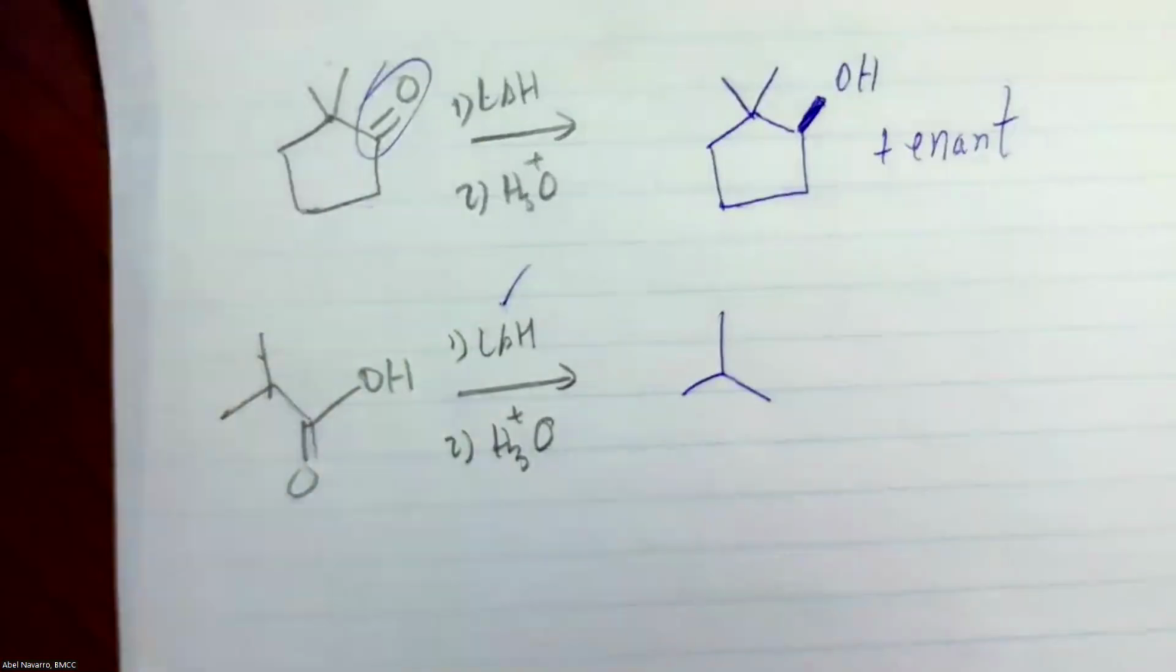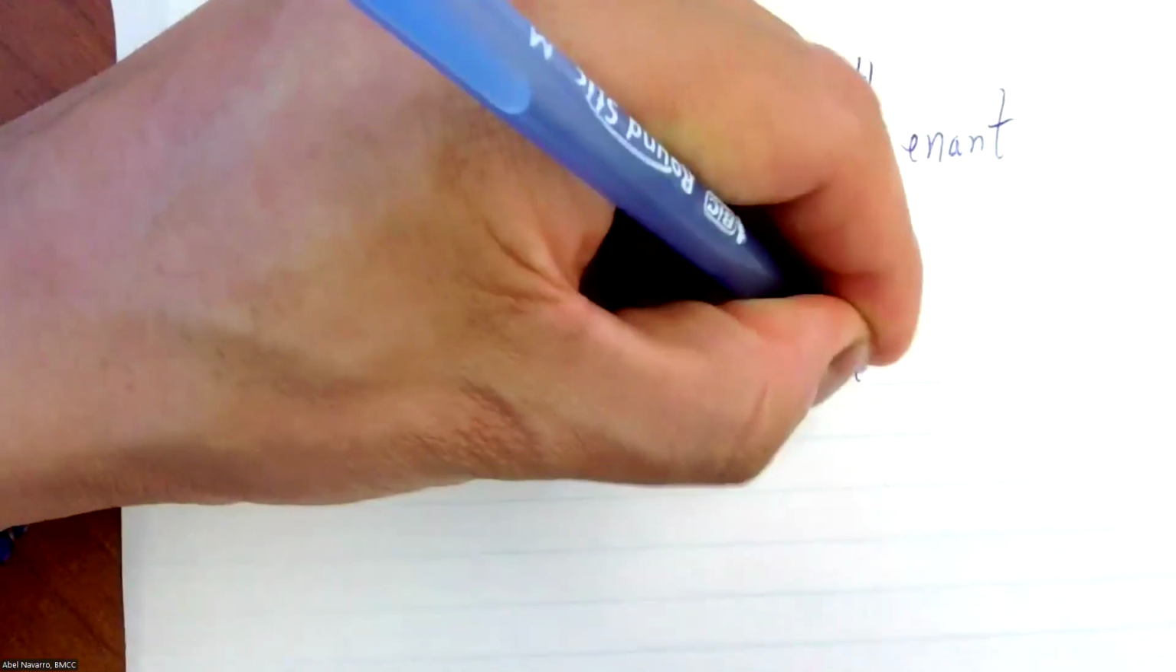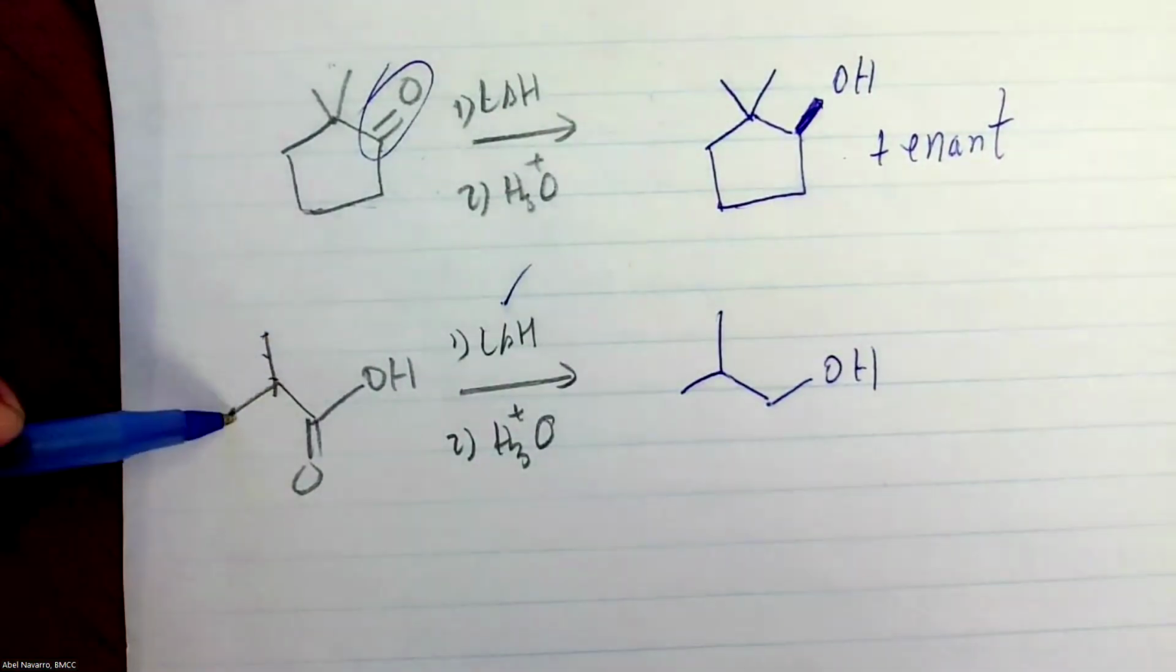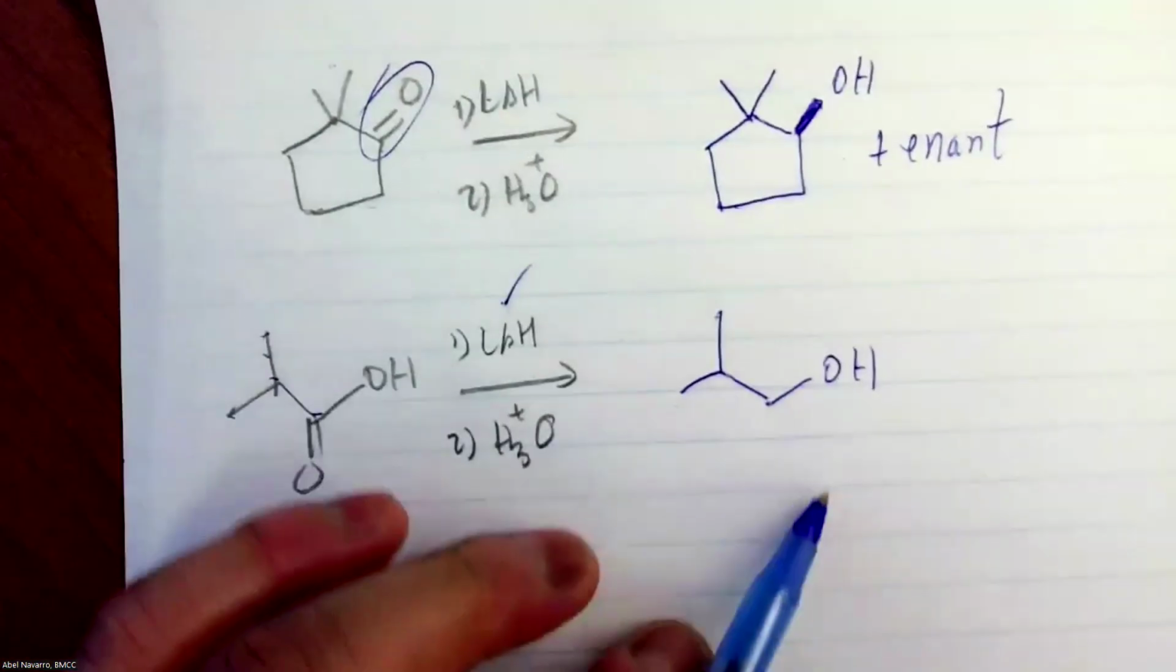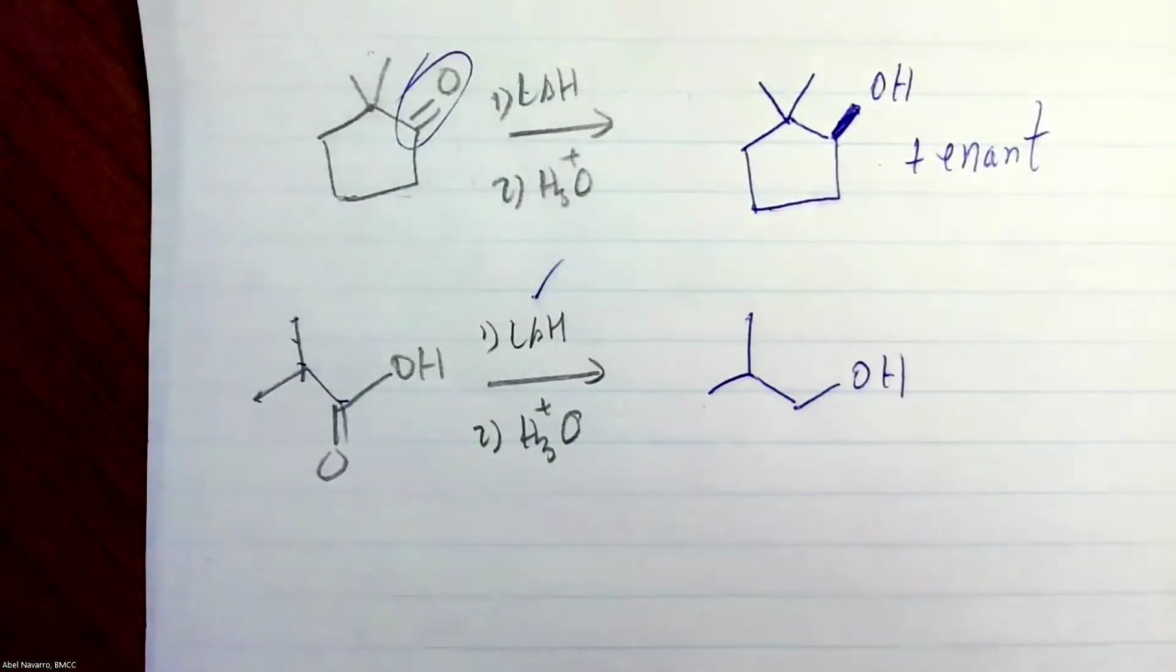And then the last one, we have a carboxylic acid. I'm using LAH. It works. So I should get a primary alcohol. Okay. 1, 2, 3, 4, 1, 2, 3, 4, OH. Okay, great. So those are good examples here, right?